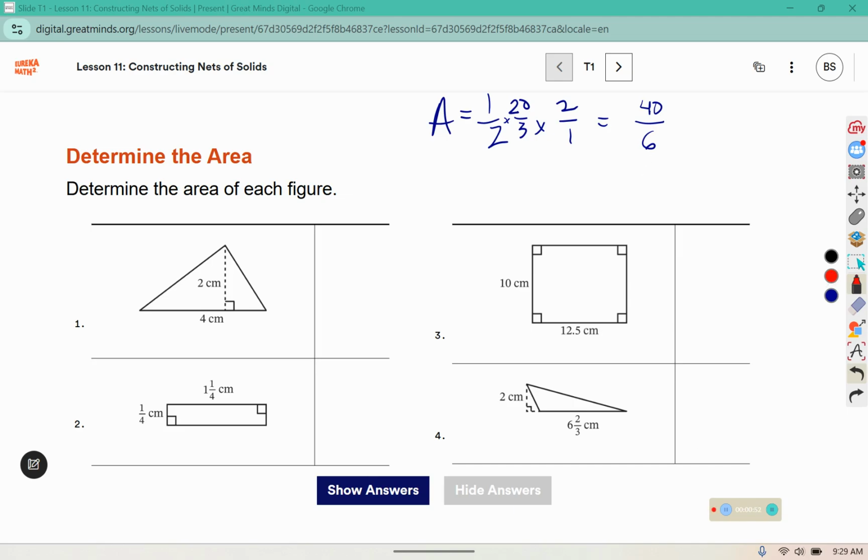If your teacher prefers that you reduce that fraction, 40 and 6 both have 2 in common. 2 times 20 makes 40, and 2 times 3 makes 6. So you can write 20 thirds centimeters squared as your fraction for part 4. You can also change it back to a mixed number if you need to.